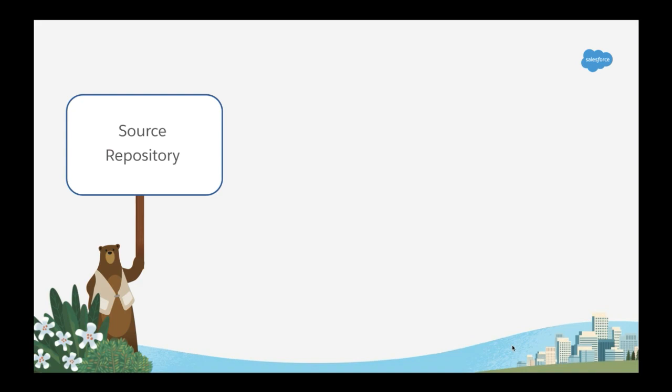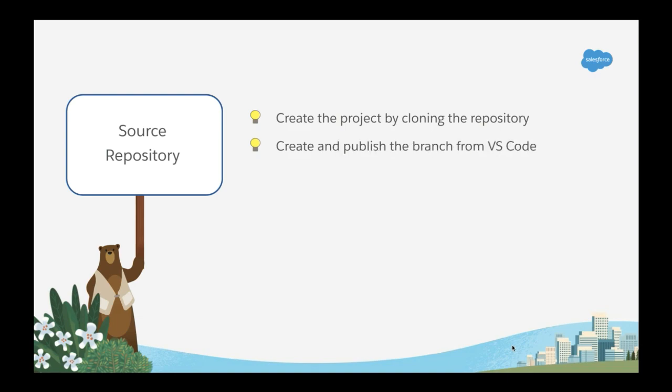Working with the repository is even easier with Visual Studio Code now. You can create the project by cloning the repository. You can create and publish the branch from Visual Studio Code itself. You can always work on a feature branch, which is a best practice. Never work on the master directly because that can spoil things. So create a feature branch, which you can do directly from your Visual Studio Code environment. And then you can also leverage the diff tool.